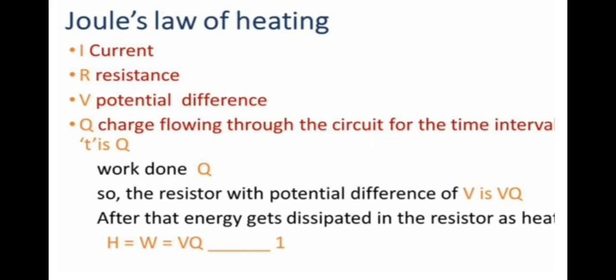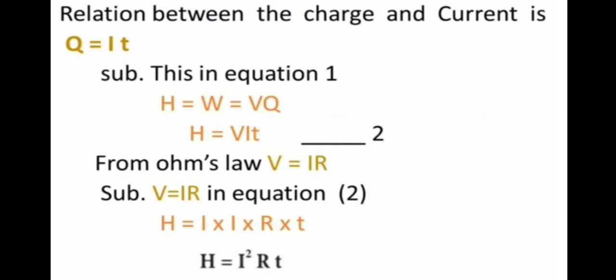Thus the heat produced in the resistor, H, is equal to W, that is the work done, and that is equal to VQ. So H is equal to W is equal to VQ. The relation between the charge and current is Q is equal to IT.